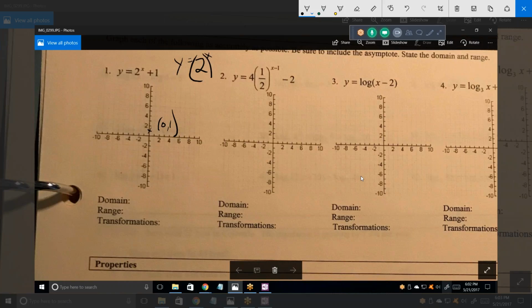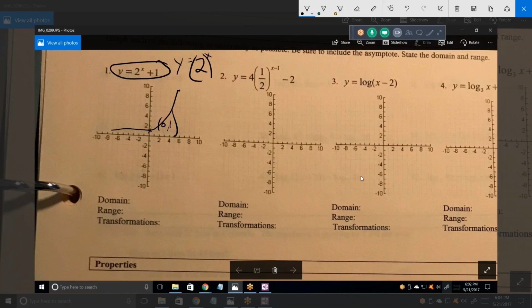Okay, so the original function looks like that. The parent function. What's the difference? What's happening to this function? It's 2 to the x plus 1. So what's the only thing different between this function and our parent function? The plus 1. What's the plus 1 do? It vertically shifts it up 1.